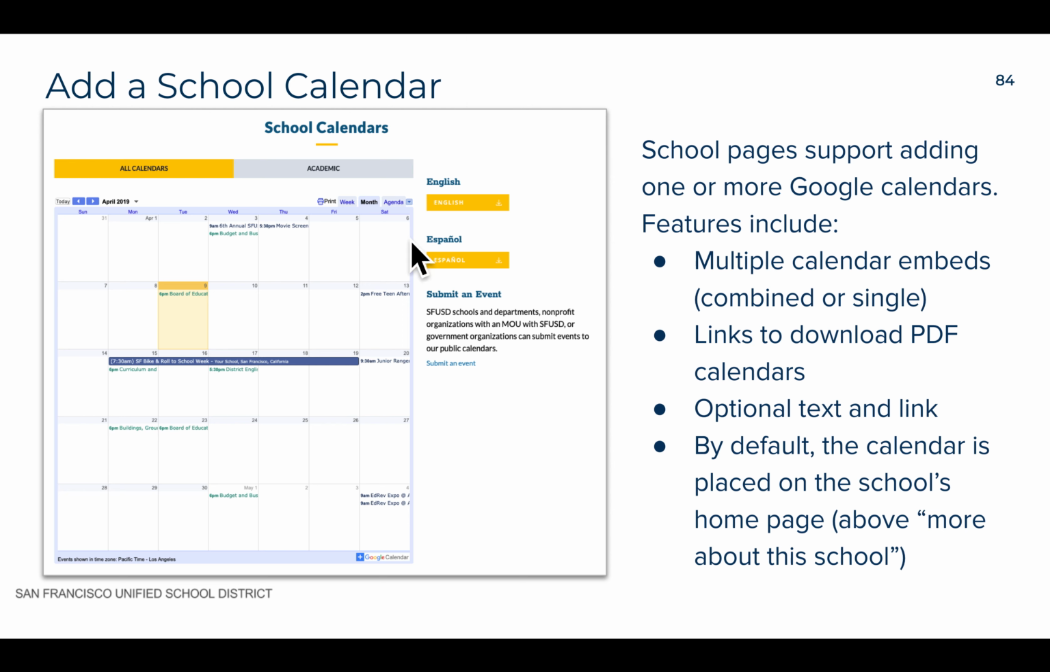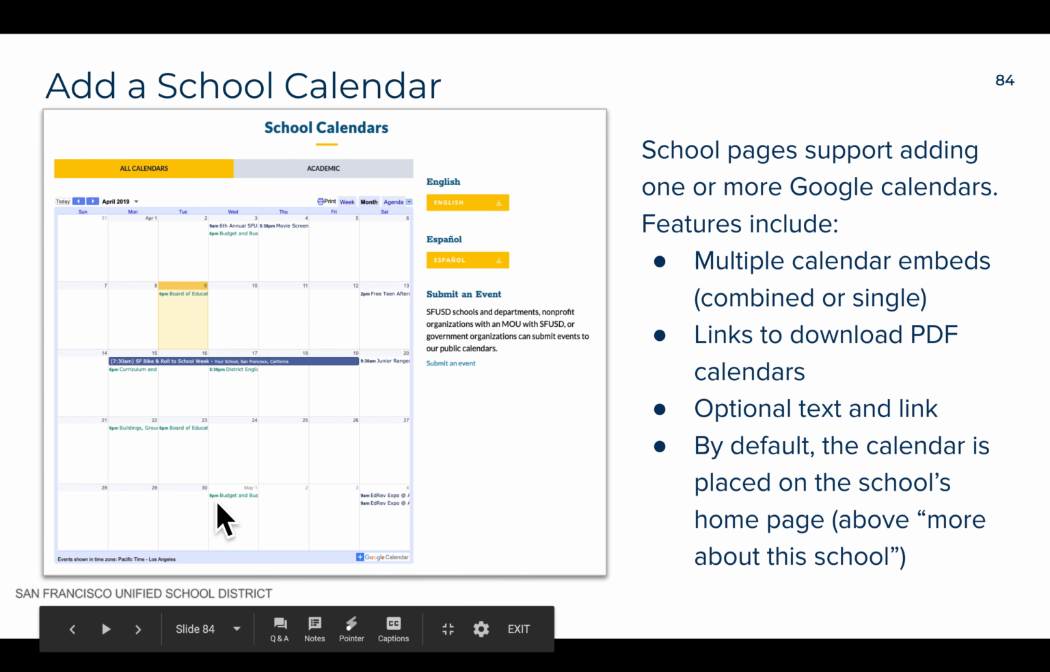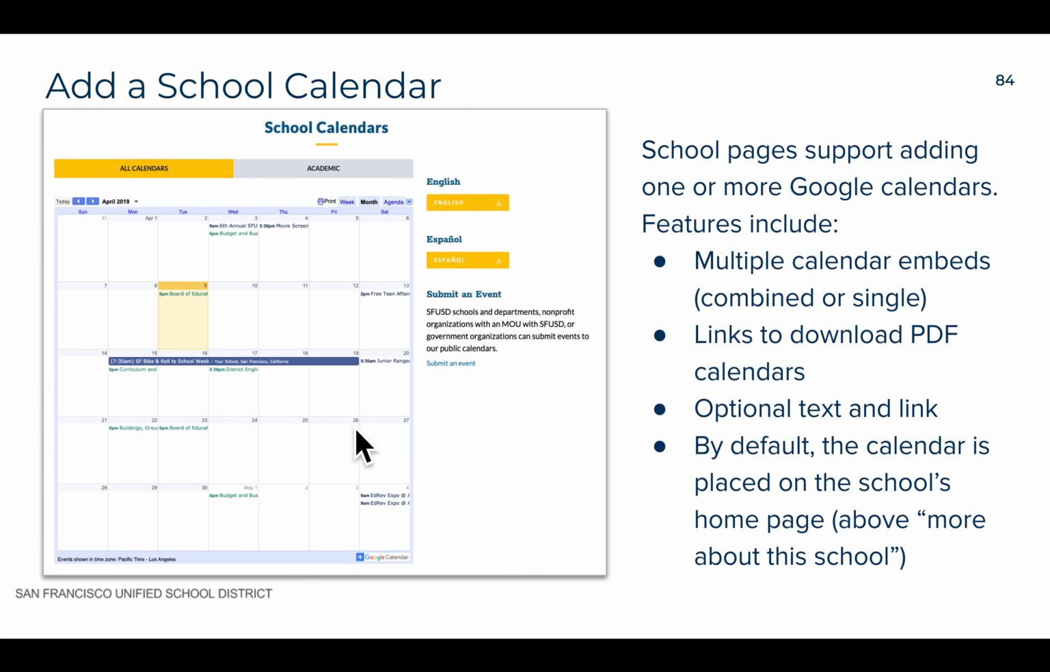Now, for each school, you can add a school calendar module to the school page. You can embed multiple calendars, which will appear as tabbed calendars in this module. You can add a list of downloadable PDFs, which is handy if you have translated versions of the calendar. And then you can also use what we call this aside text area, where you can do something like add a link to submit your calendar event.